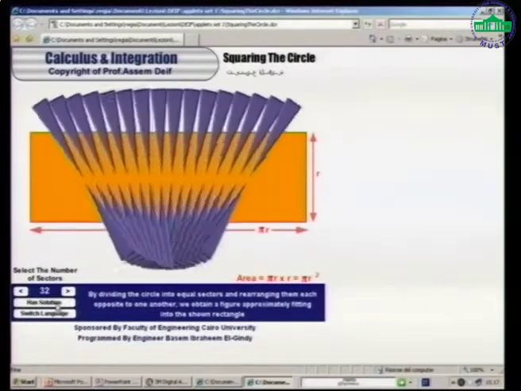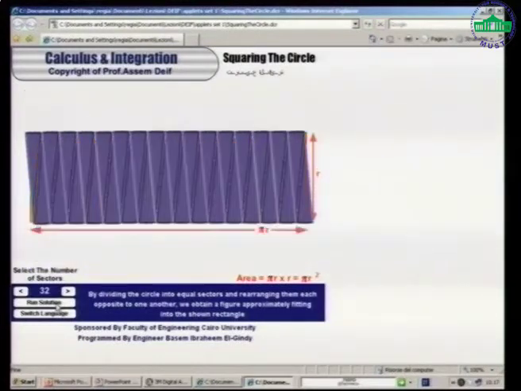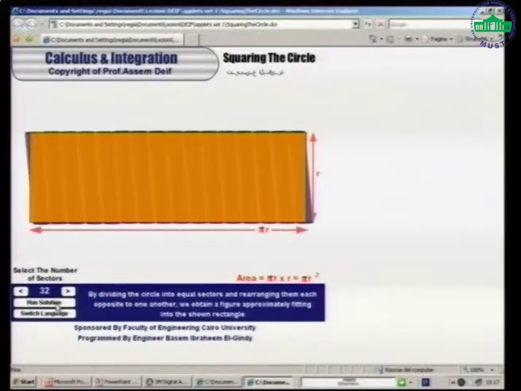So when you run the solution, here it is. What you get, in fact, is almost a rectangle. Since the base is pi r and the height is r, the area of the circle becomes equal to pi r squared.